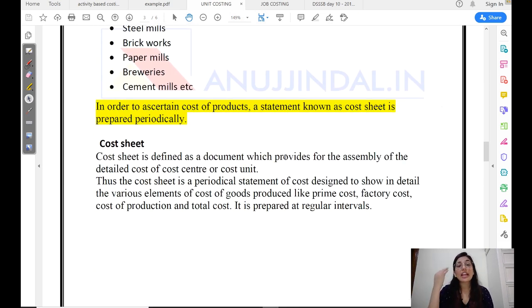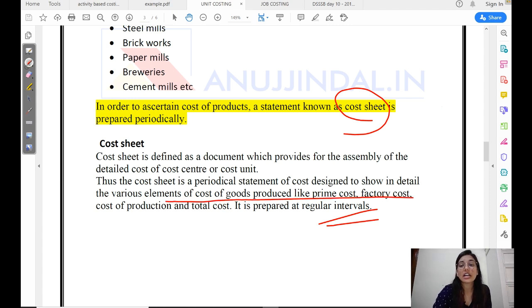Now next is that we need to ascertain the cost of the products, and then only we would be able to identify what will be the selling price of that product, right? In order to ascertain the cost of product under unit costing, we use the periodical statement, that is a cost sheet. So cost sheet is prepared at regular intervals, right? And it consists of various elements as we have already discussed, like prime cost, factory cost, and so on. Also, this document is prepared in order to show the detailed cost of the cost unit, right? So this is cost sheet.